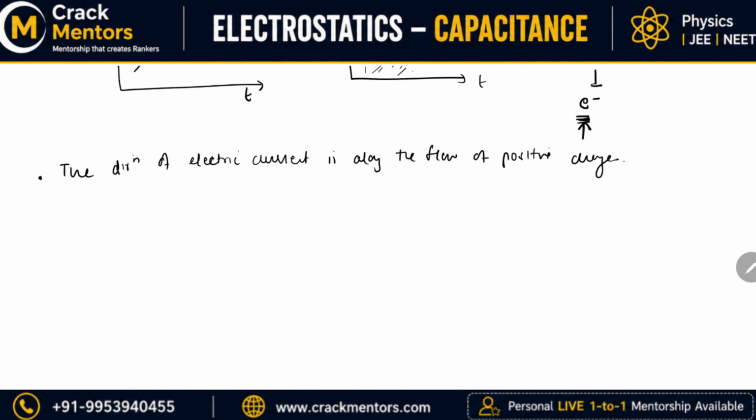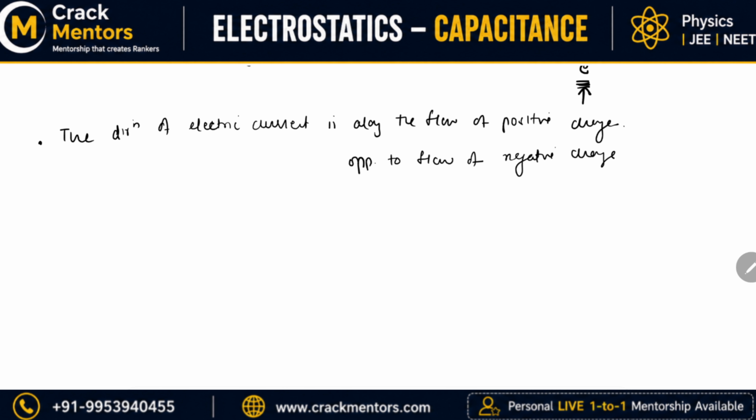If you talk about the negative charge, the electric current is opposite to the direction of flow of negative charge. So if I have a positive charge q and a negative charge e, and this is the direction of flow of your charge q, you will find that the direction of the current is also this way. But if the flow of electrons is this way, you'll find that the current is in this direction, opposite to that.